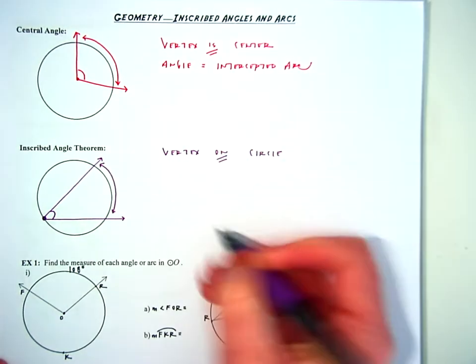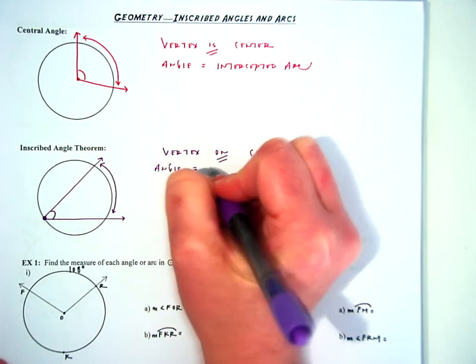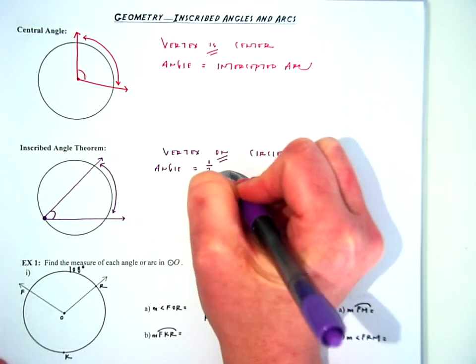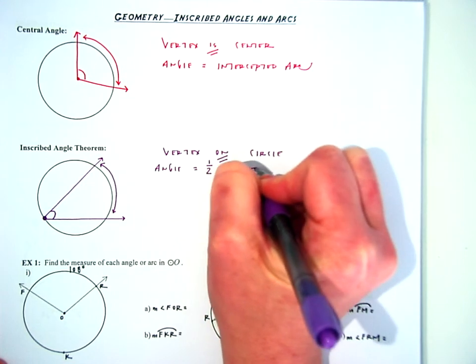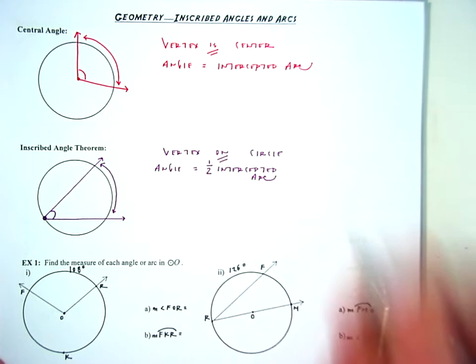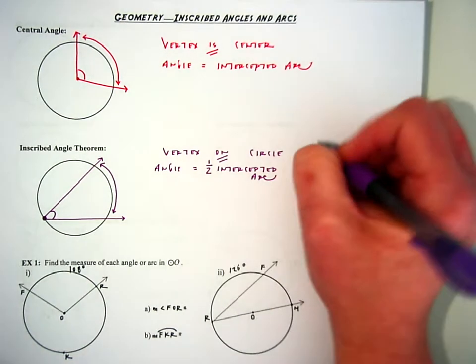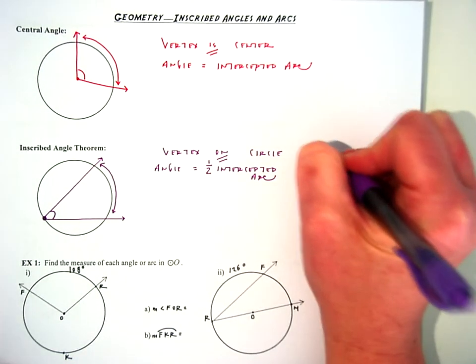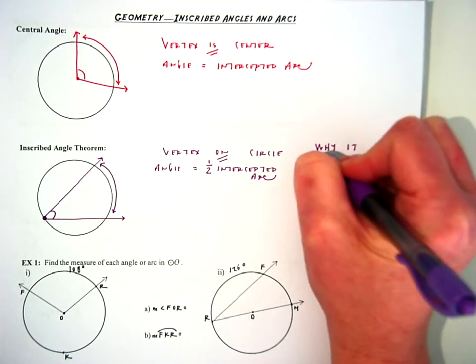Okay, and the relationship here is that your angle will always be 1/2 the measure of its intercepted arc. You could also think that the intercepted arc would be double the angle measure as well. But I want you to understand why this new relationship works. The central angle is pretty intuitive, but the inscribed angle, I want to help you visualize why it works.